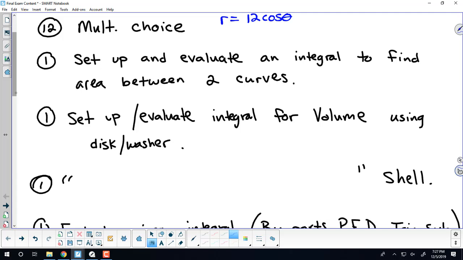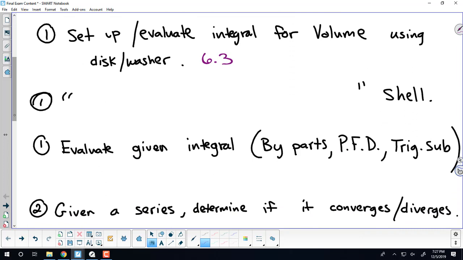Disc washer and the shell, let me just write these sections here. This is 6.2. Disc washer was 6.3, and the shell method was in 6.4. Some of these I don't quite remember what their sections were.